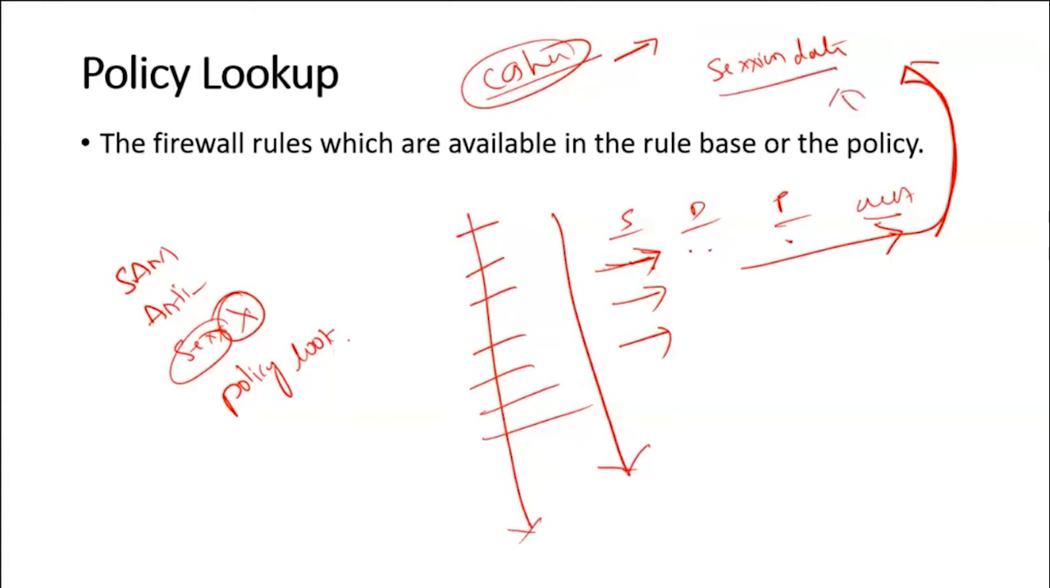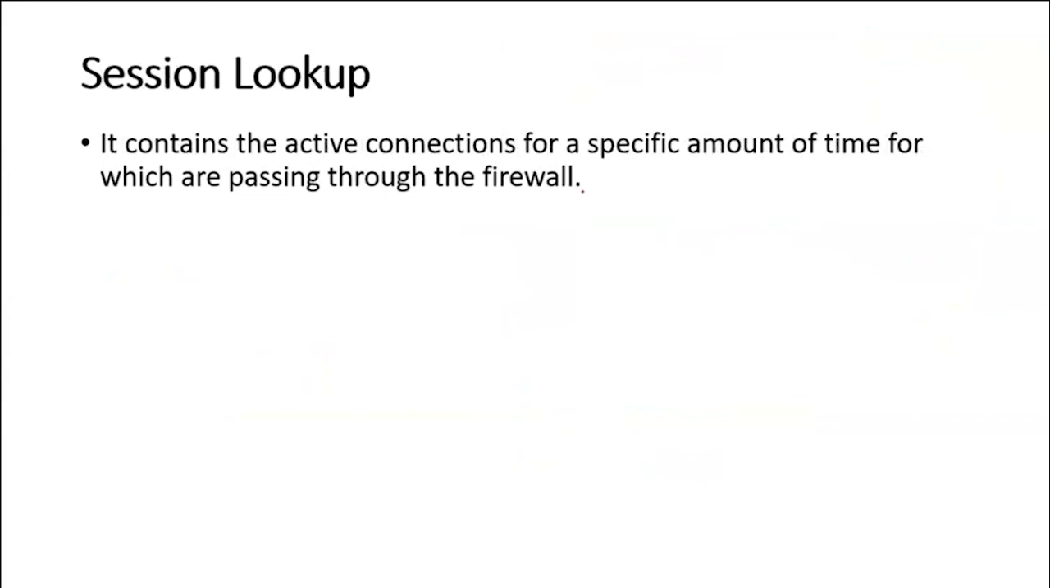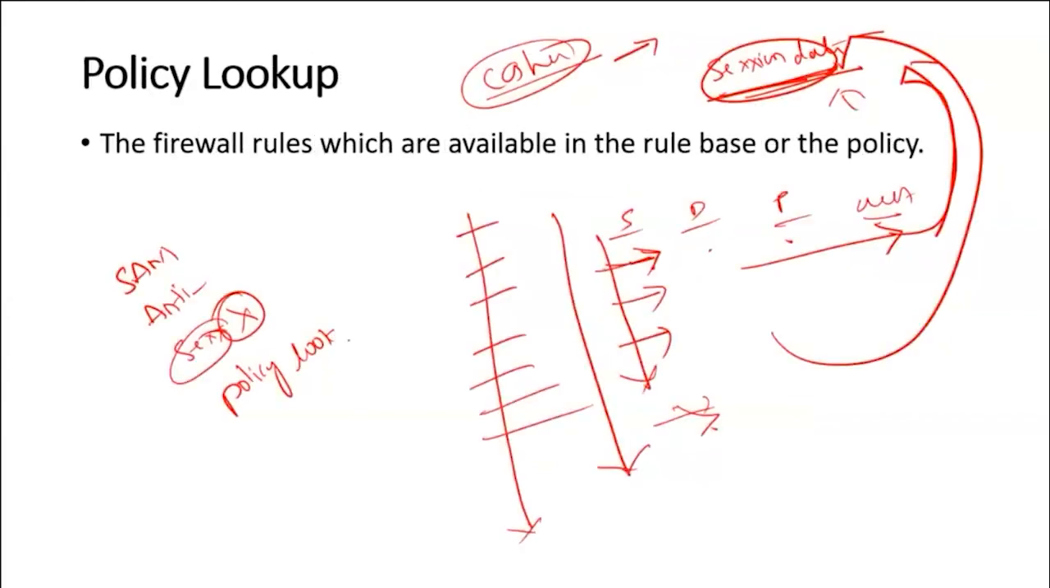So once the traffic comes for the first time, it checks the policy lookup. If it does not match the rule base, it will drop it in the cleanup rule. Whatever the case, if traffic goes through the firewall for the first time, it will save that connection in the session table for a while. That is called the session table. The session table is nothing but the active connections going through the firewall, saved here.